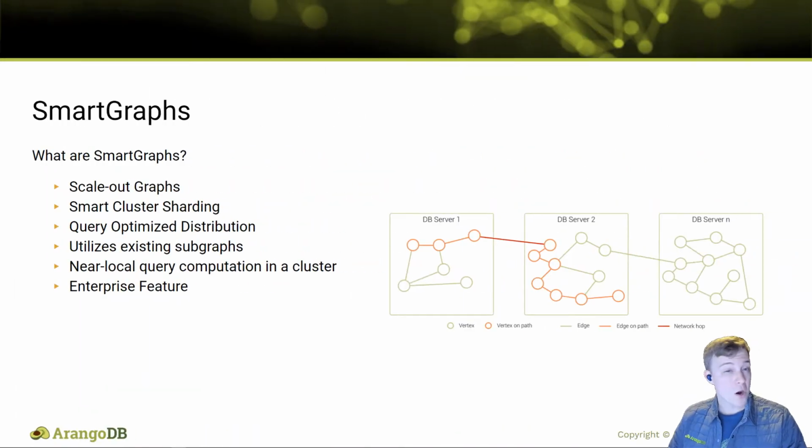To start out, what are SmartGraphs? Well, SmartGraphs are an enterprise feature that improves the ability to scale out your graphs in ArangoDB by optimizing how your data is sharded in a cluster. The goal of SmartGraphs is to keep your graph traversals fast while horizontally scaling large graphs. SmartGraphs allow for combining the knowledge of the queries being executed on the data, as well as the natural subgraphs that might exist within it, and using this knowledge to inform how to shard that data across your database servers. The result of this smart sharding is that your graph traversals can now be executed with near local database performance.